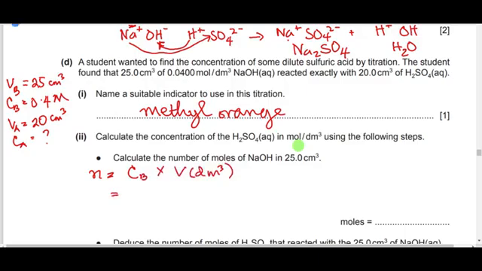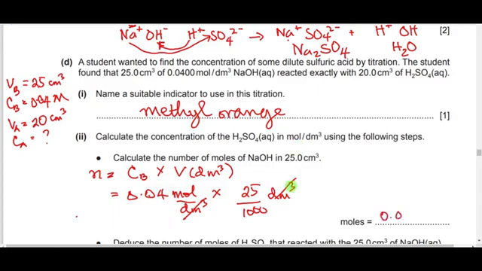So what's the concentration of the base given in the question? That's 0.04 mole per dm³ times 25 cm³. To convert 25 cm³ to dm³, that will be 25 over 1000 dm³. So this will cancel out this, and we are left with 0.04 times 25 all over 1000. That gives us 0.001 mole, right?